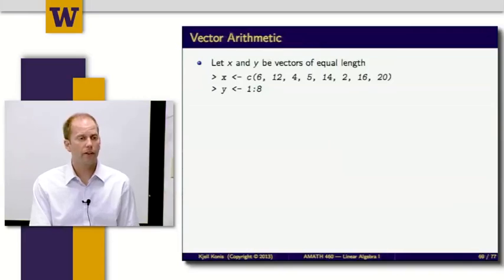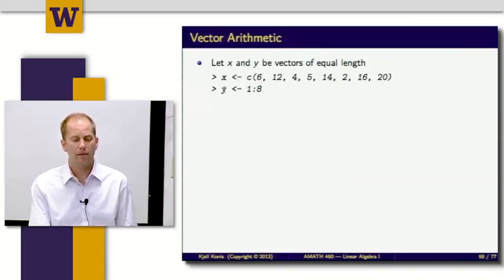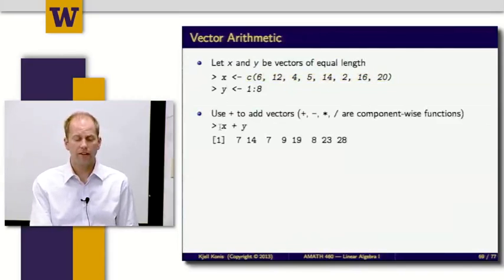I can do vector arithmetic. So remember when I talked about adding two vectors, they were added element-wise. So I just sort of made up a new vector x. My vector y is just integer values from 1 to 8. So x has length 8. So I can use x plus y to add those together. And so this just ends up being 1 plus 6 is 7, 2 plus 12 is 14, 3 plus 4 is 7, and so on. And plus, minus, multiply, and divide are all implemented this way in R, so they just happen element-wise, and the vectors have to be equal length.